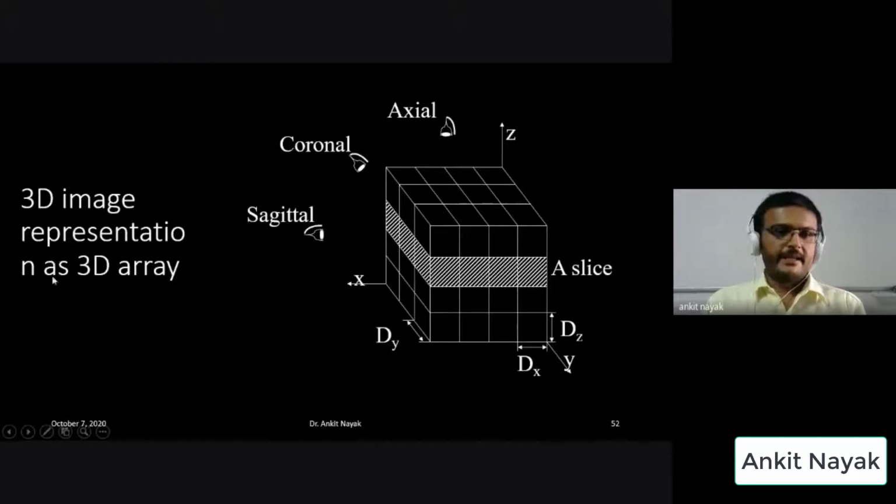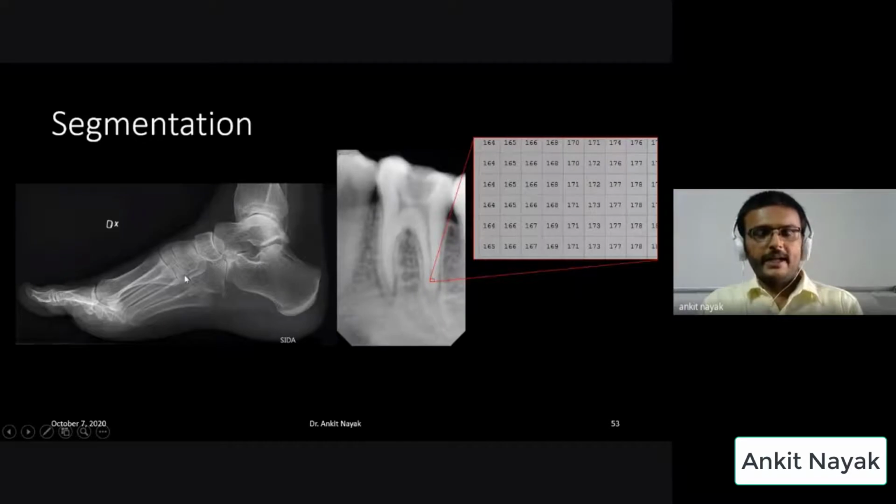Now let me tell you about 3D image representation. As I told you in the previous slides, when you have images from different views from the CT scan and you stack those images, you get a 3D array. By slicing the 3D array you can generate different views, like the axial, coronal and sagittal views.